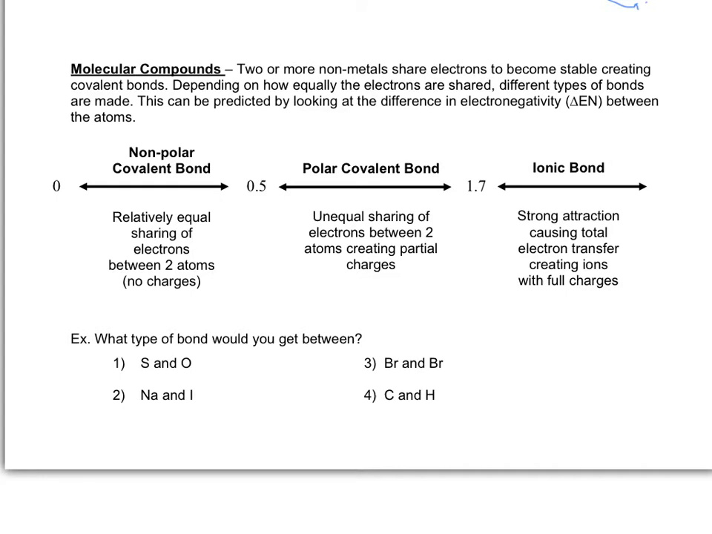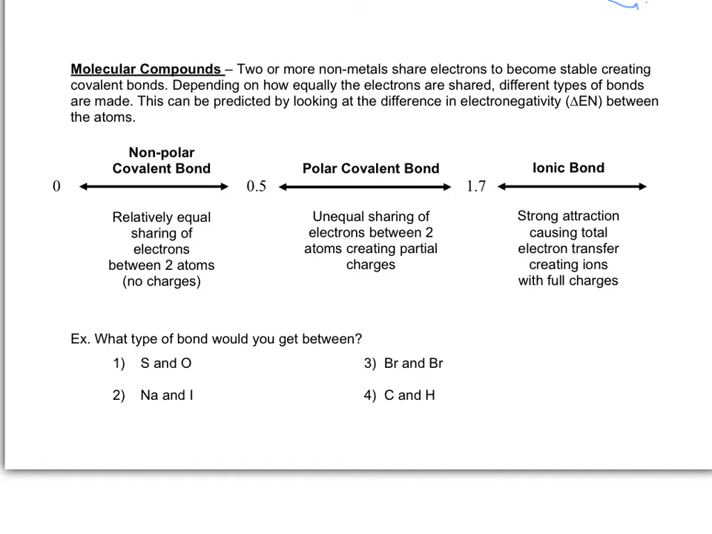If there's an electronegativity difference between 0 and 0.5, then it means that there's relatively equal sharing of electrons between the 2 atoms, and the atoms have no charges on them. This is known as a non-polar covalent bond.